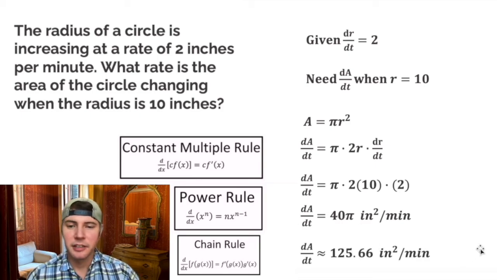And then we can plug it into a calculator to get approximately 125.66 inches squared per minute. That's the rate that the area is increasing when the r is equal to 10.